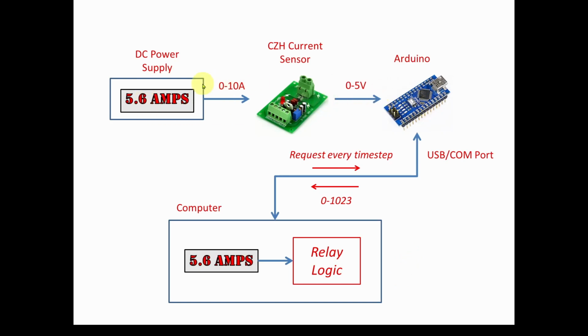So on our bench, we're going to have this set up with a sensor, an Arduino, and a DC power supply. But ultimately, we just have to get these 0 to 1023 values, convert them to amps, and then apply them to the relay logic that we're going to set up.